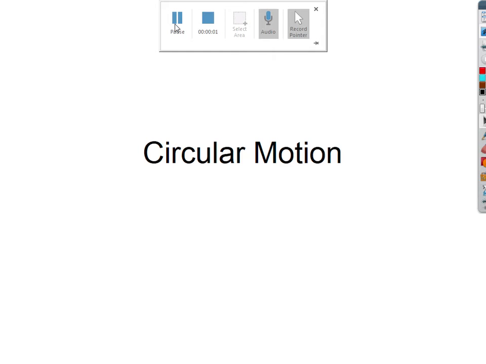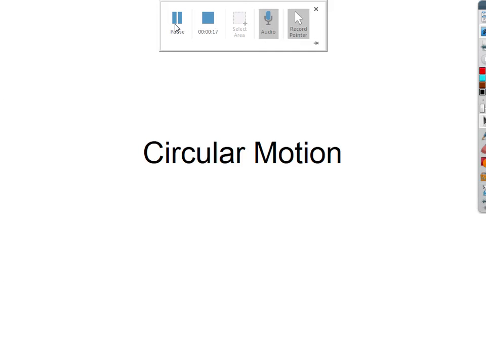Hi, this is Mr. Yeager doing a lesson for circular motion for regular physics. There's another one out there for AP physics. It's barely different, but there's one little less thing we really worry about in regular physics doing circular motion.